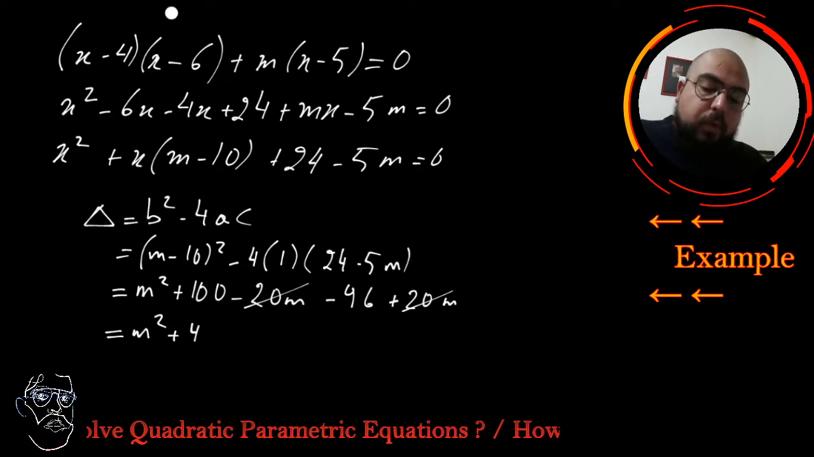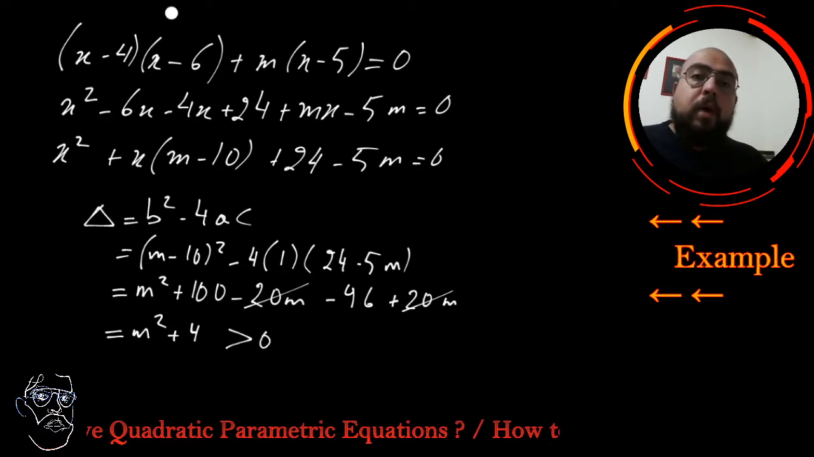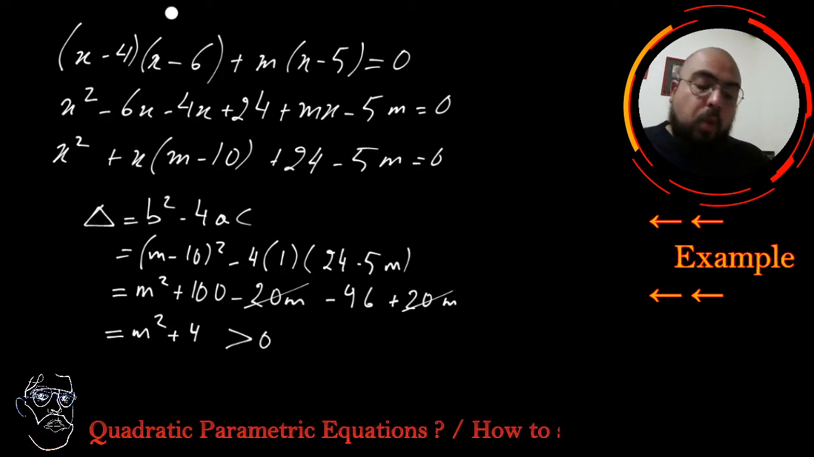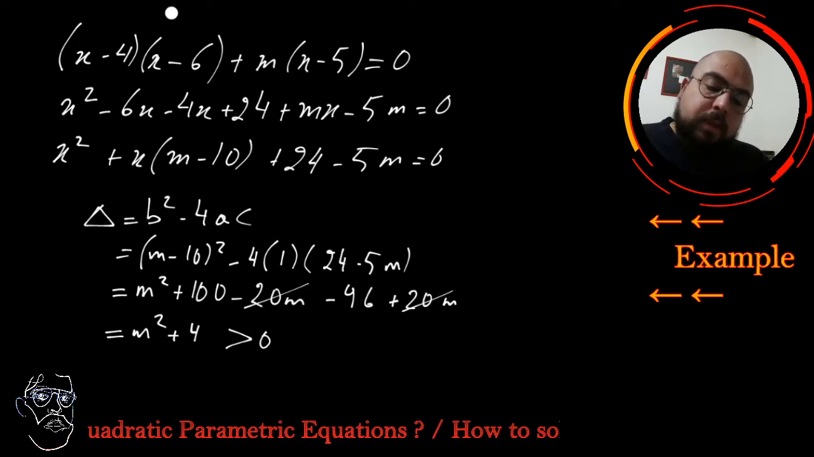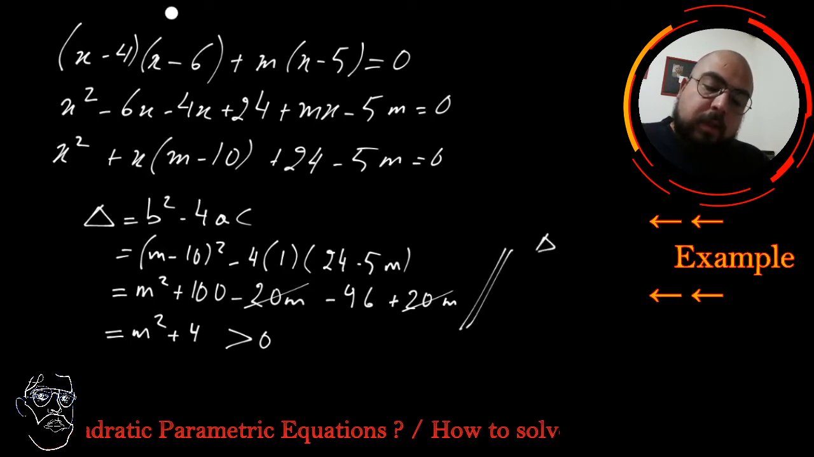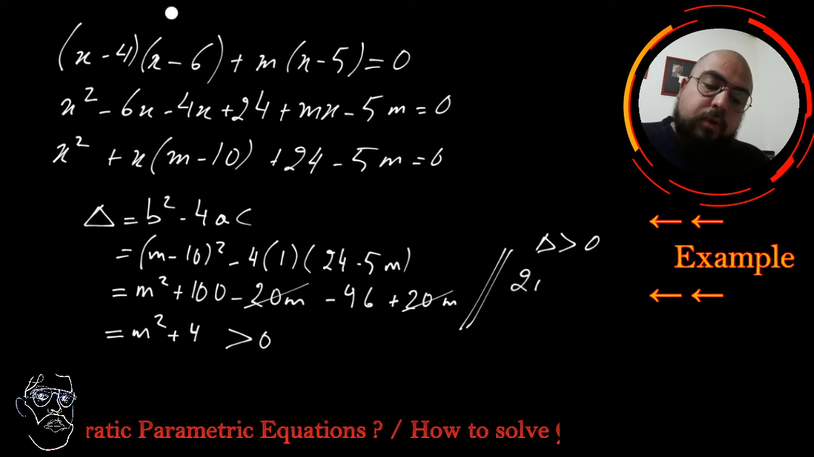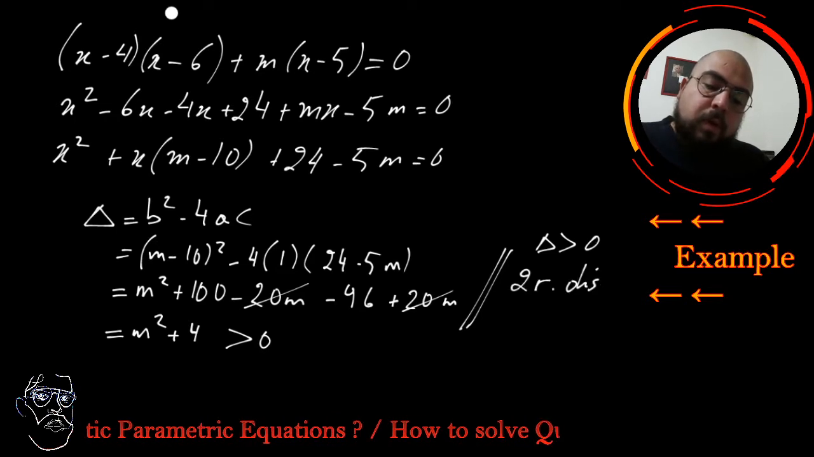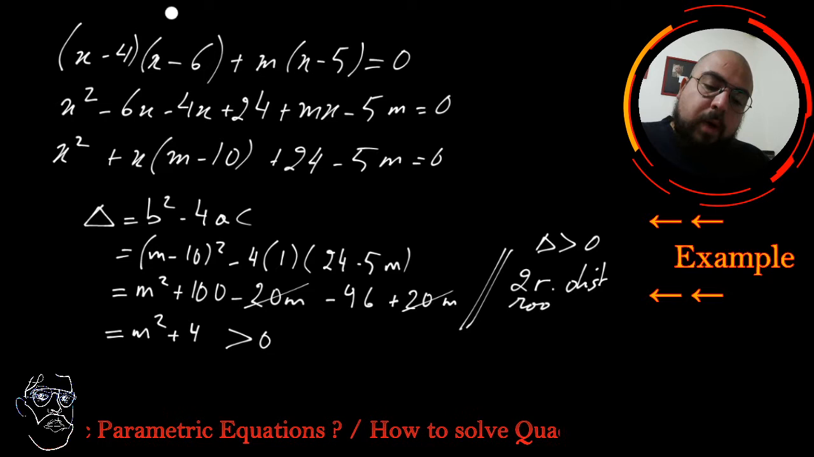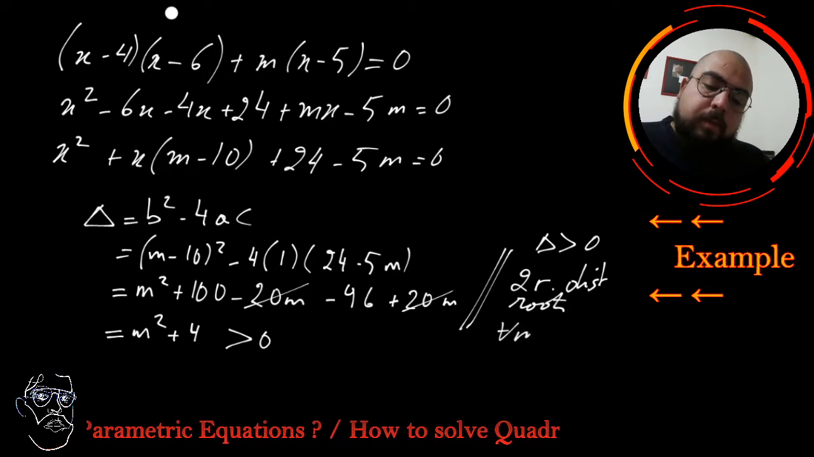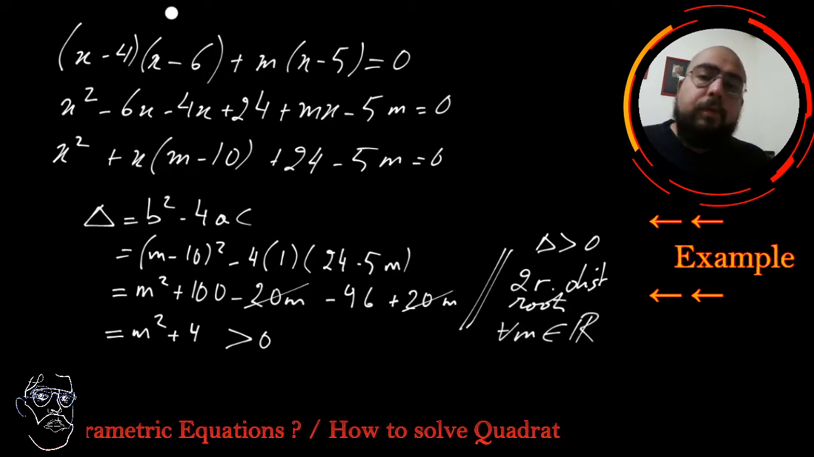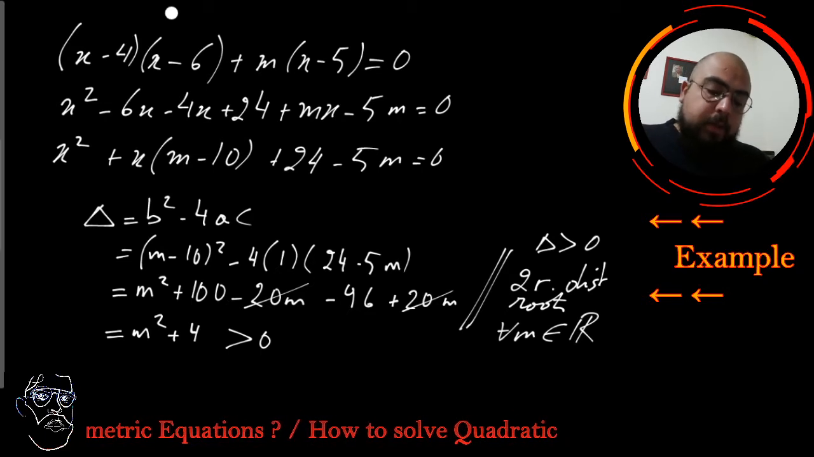M squared plus 4 will remain strictly positive no matter what the value of m. So whenever delta is positive, it means that in this case, since delta is positive, I will have two real distinct roots no matter what the value of m from the real numbers. What are these two roots?